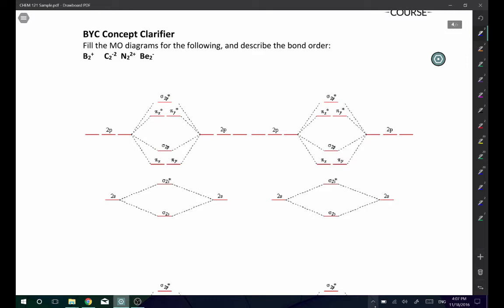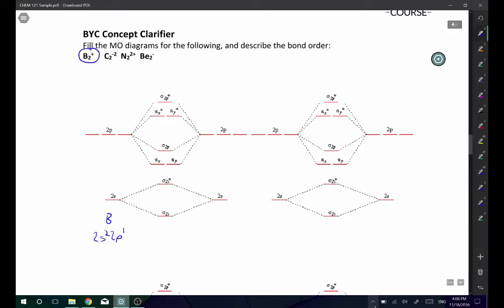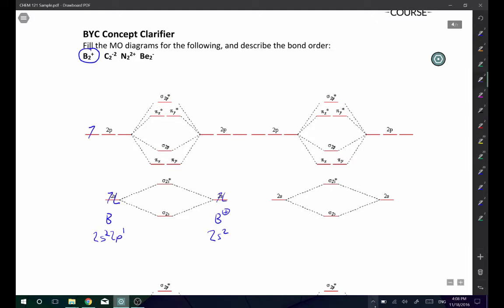Sorry, this is boron. So boron has the electronic configuration 2s2, 2p1. Boron plus would therefore have the electronic configuration 1 less than that. It would just be 2s2. So what electrons would you have? You have 1, 2, 3 electrons for boron, and you'd only have 2 electrons for boron plus. So it looks like you have 5 electrons in the system, 3 on the left and 2 on the right. And all you do is just add them up. I can show the electrons in purple if you want. Doesn't really matter. And all you have to do then is read the diagram to know the bond order.